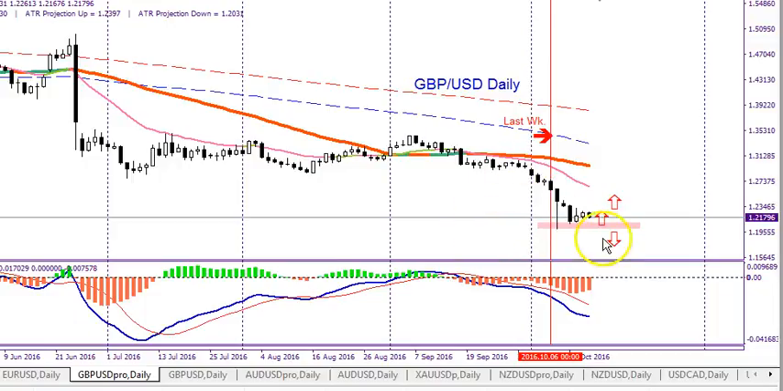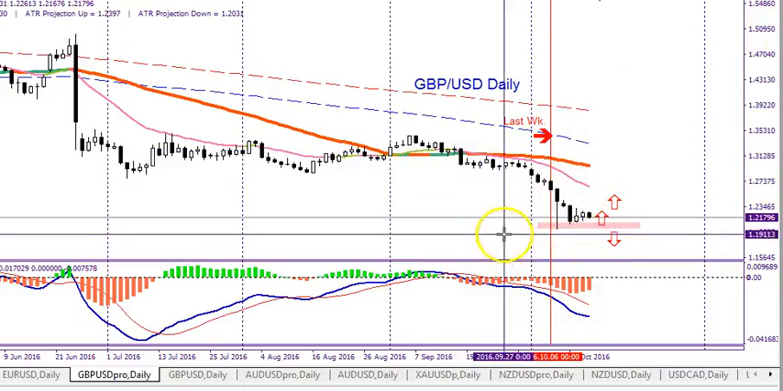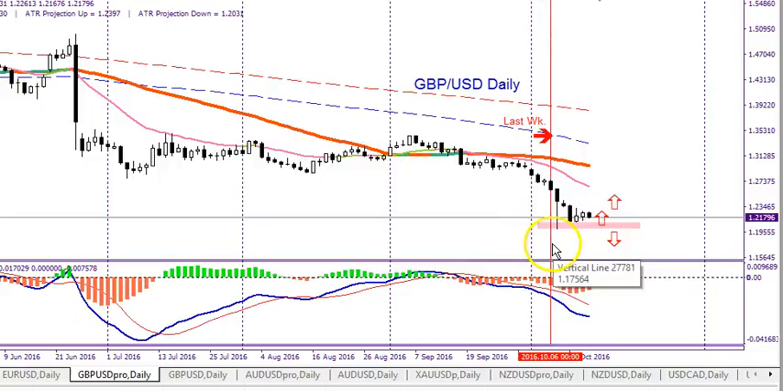Now, last week we had a price drop by quite a bit. And in all, you see this red line here? This red line indicates the close of the previous Friday.